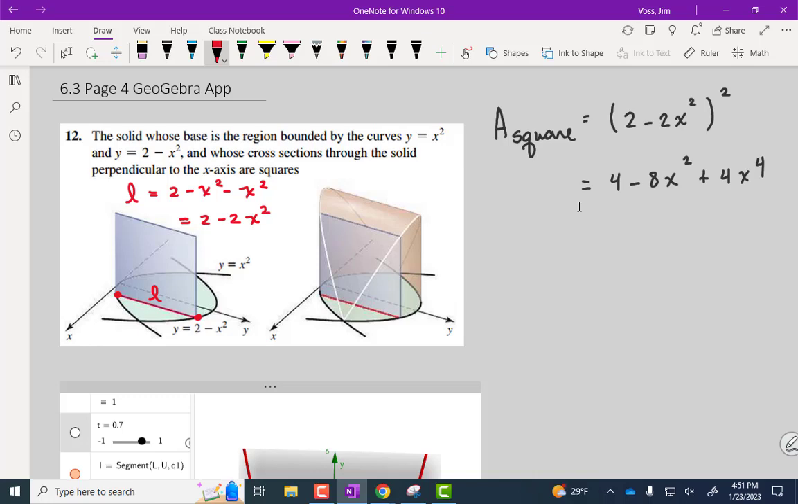Alex? Where does the square come from? Because we're finding the area of the square. So it's going to be that times that. Oh, I see, I see. And then we just integrate that function and we get the volume. So volume will be the integral of this, and then we just have to find our limits of integration.